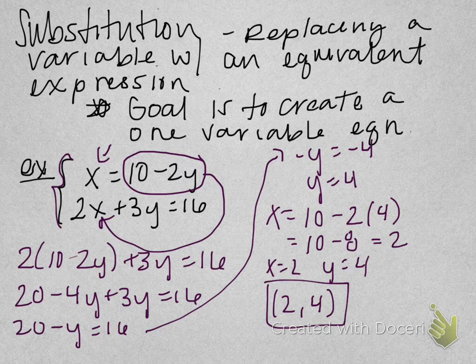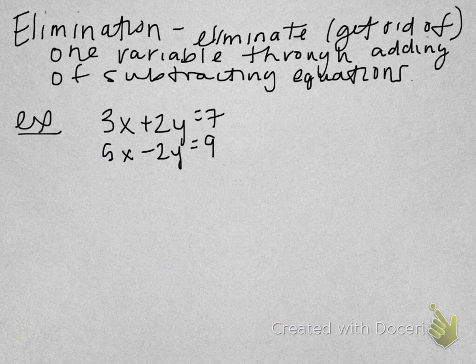We will do more examples and practice with these when we come back to class. Now, our third method of solving systems of equations is elimination. When you hear the word elimination, I think of getting rid of something, like single elimination in tournaments. Think get rid of. So our goal is to eliminate one of the variables, get rid of one of the variables, and we're going to do that by adding or subtracting the two equations.